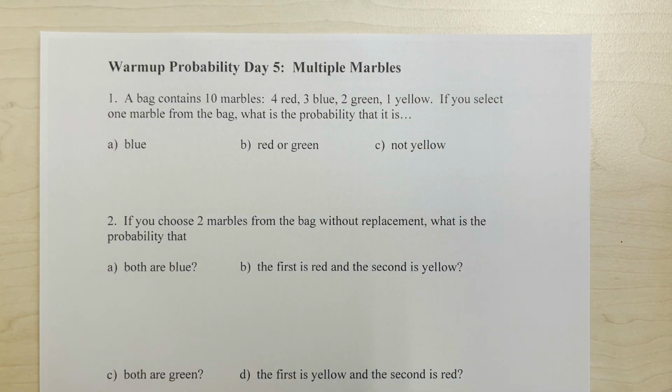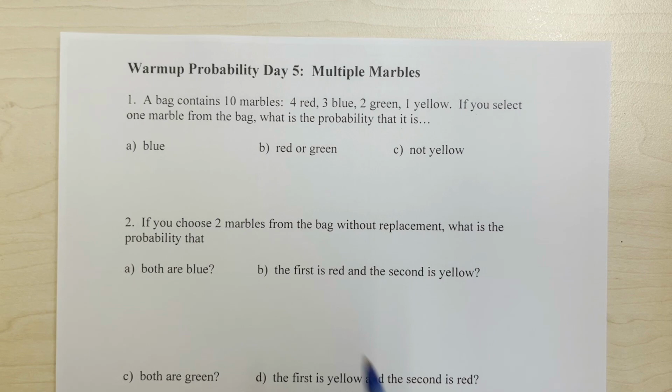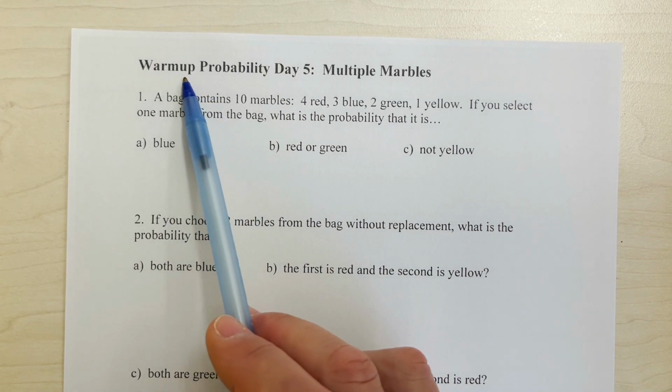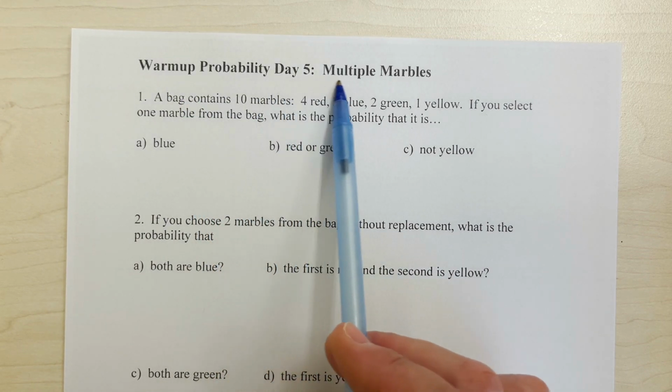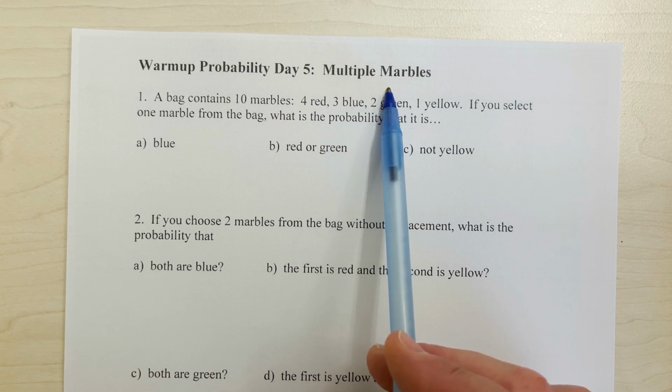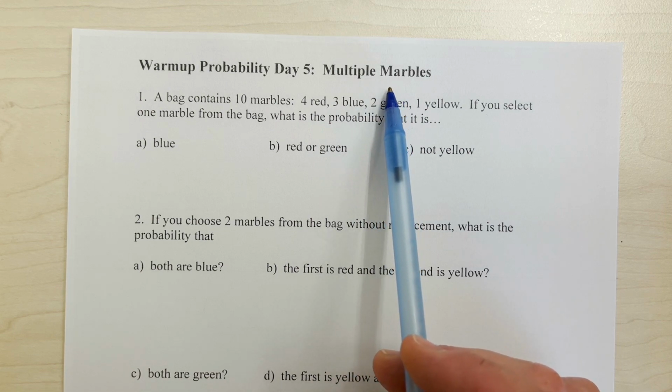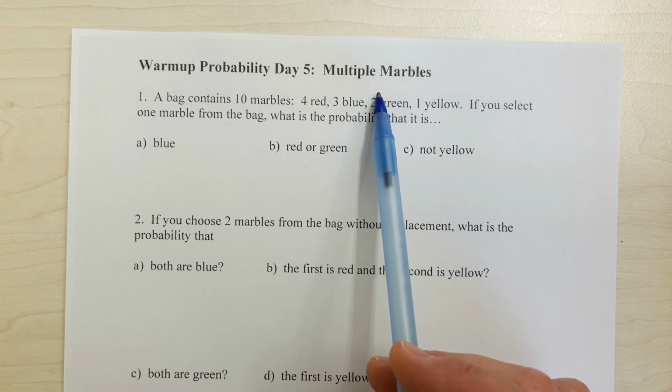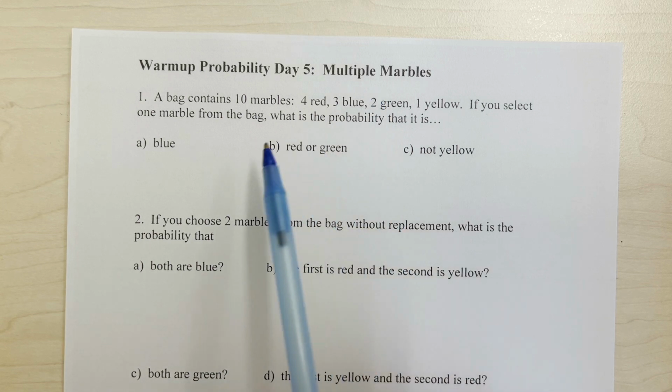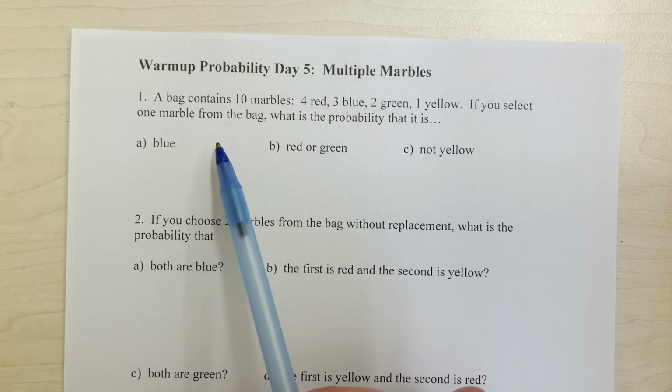Okay, so now we're back here for part 3. Now we're actually going to skip around and get to warm up probability day 5, which is multiple marbles. So what happens if we're going to choose or pick more than one? Well, we'll start with problem 1 here, which is just a review.